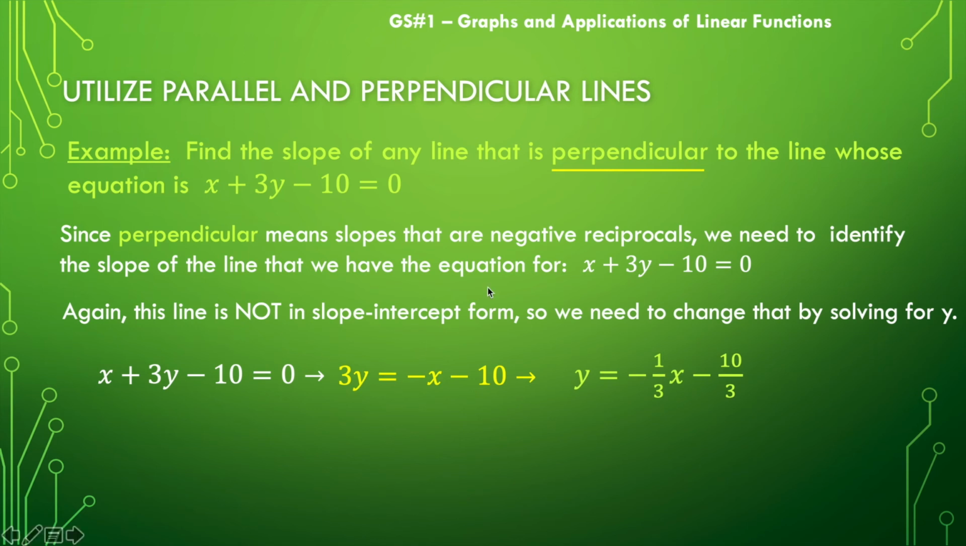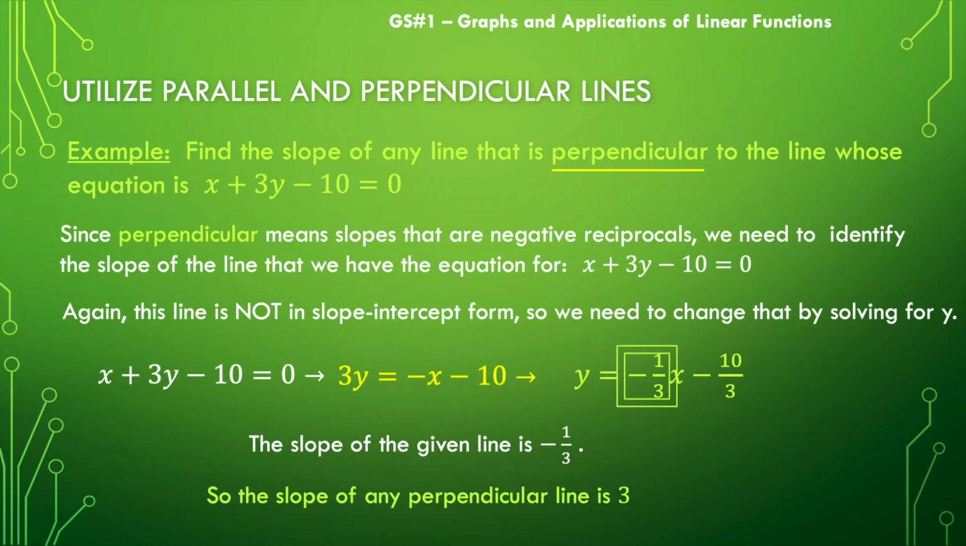But I want the slope of any line that's perpendicular to this line. So I will take this slope and make it the negative reciprocal. Okay, so I will turn it upside down and change the sign. So instead of negative, it will be positive, and instead of 1/3, it will become 3/1, which is just 3. So the slope of any perpendicular line here is going to be 3.